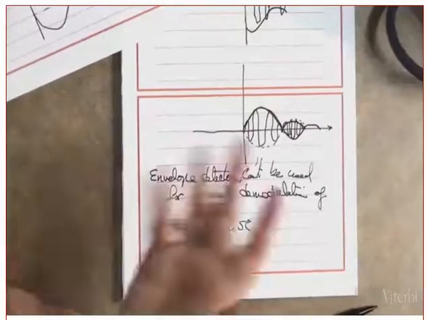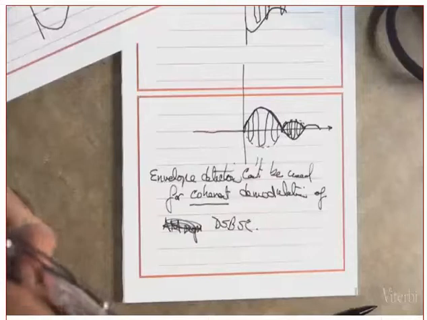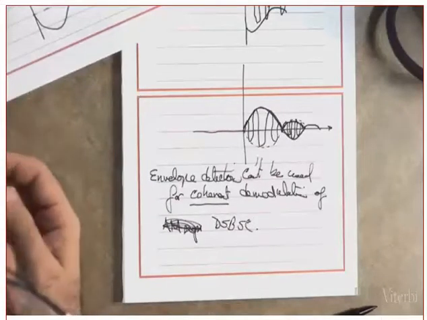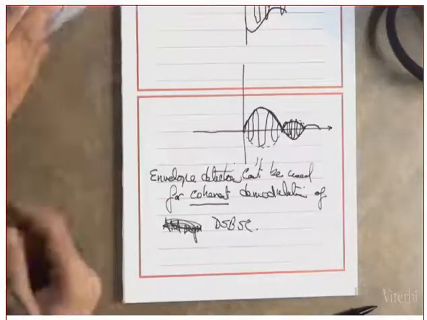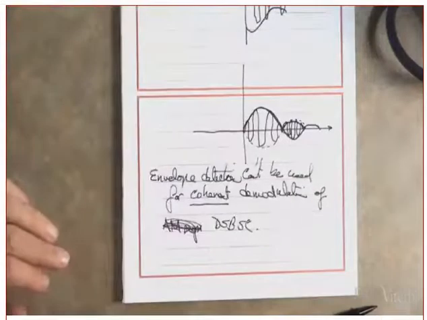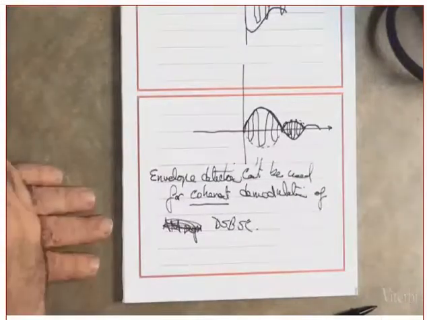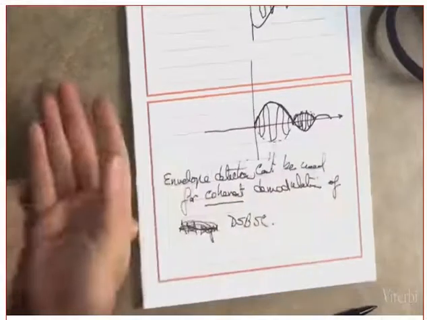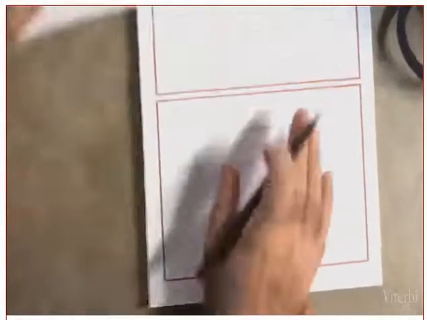Clear? What is so special about the envelope detection? Have you heard about envelope detection? Which class? Okay, you forgot. It means when you were a kid. So you forgot. But what is so special about it? It's a very simple circuit. This is the envelope detection.